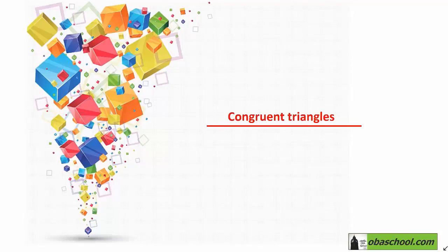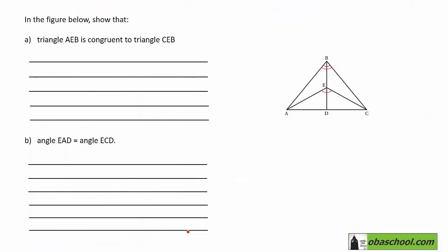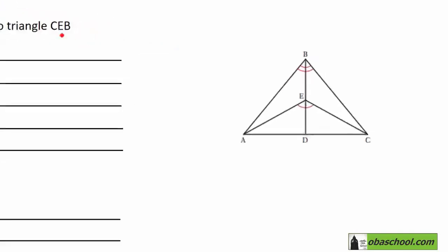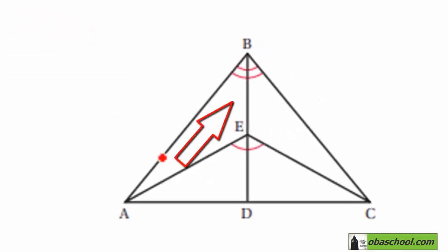Now in this tutorial, we're going to be solving another exercise about congruent triangles. In the figure below, show that triangle AEB is congruent to triangle CEB. So let's zoom into the diagram to work with both triangles AEB and CEB. To start off with this triangle, let's look at what we have as given.